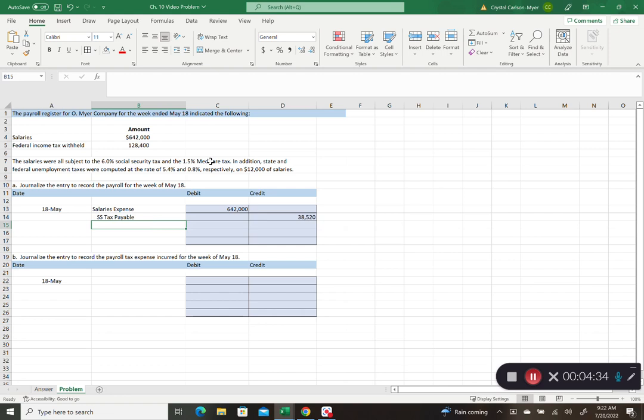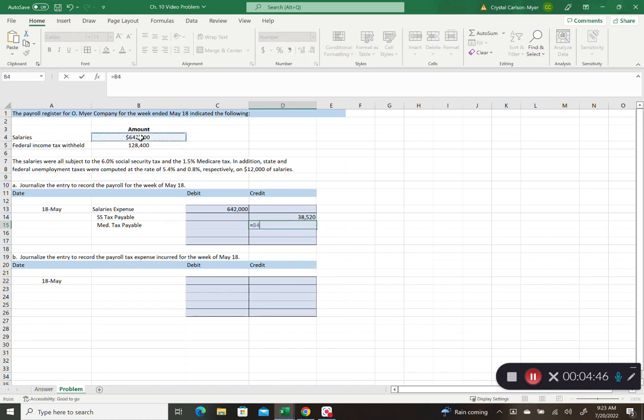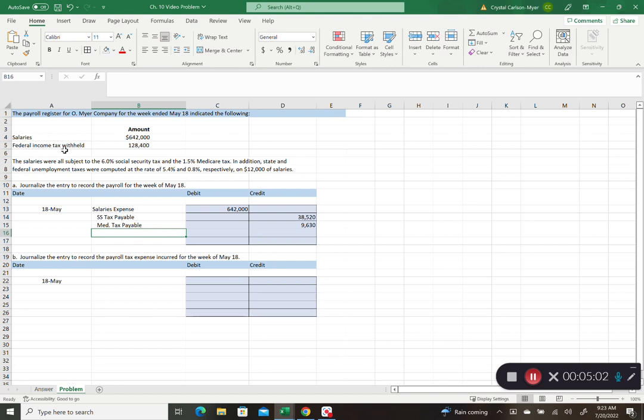All right, so we also have a Medicare tax payable. Let's go ahead and indent that. Medicare tax payable is going to be our gross salaries of $642,000 multiplied by our Medicare tax rate, which is 1.5%, so 0.015 in decimal form. And that's $9,630. We also had federal income tax that was withheld. So we're going to indent this and create another payable: federal income tax payable.